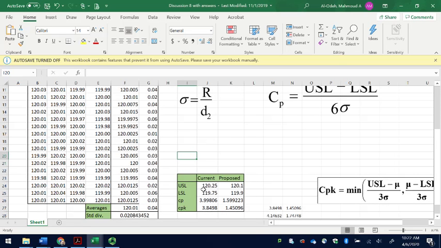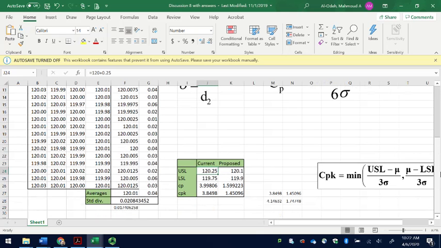Now here on this table I listed the upper specification limit, which for the current is 120 plus 0.25, is 120.25, and the lower specification limit is 119.75, and this is coming from 120 minus 0.25. For the proposed, the same thing, we are going to propose to add plus 0.1 and minus 0.1, and this will give you the specification. And remember, the specification is not calculated, it's given to you by the customer, by requirements. It's not like the upper control limit where we do the calculation and use equations, but the specification is given to you.